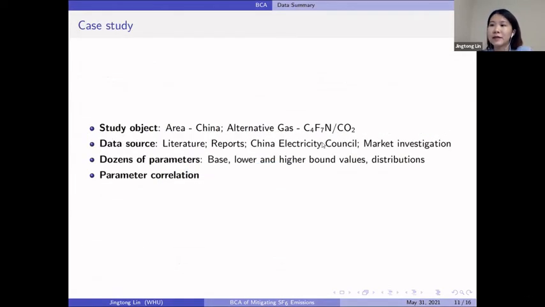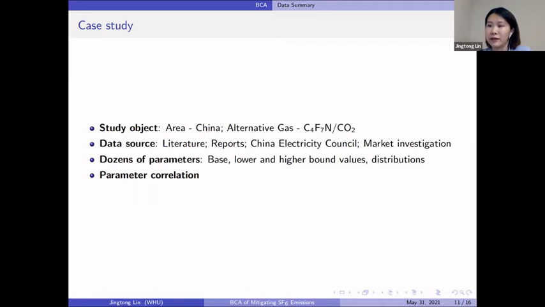In fact, this BCA framework can be applied to a wide range of contexts. Here, only for illustration, we conduct a case study for China. China provides a good empirical context due to its high political priority to reach carbon neutrality, and we are familiar with the technical details about gas and equipment in China. Then among several alternative gases, we choose the C4 mixture.